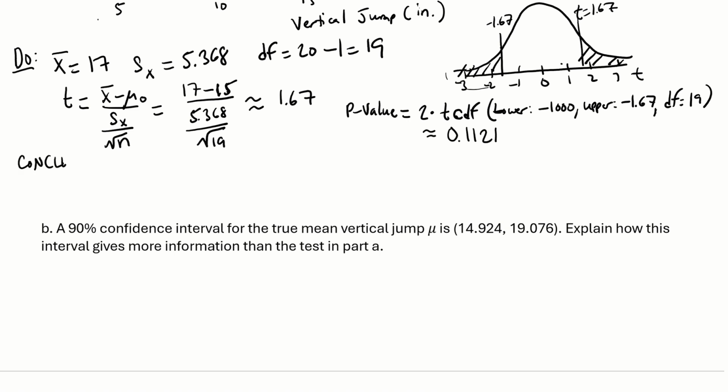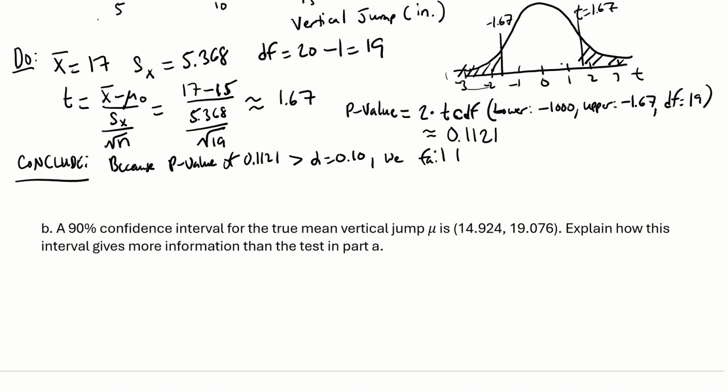So that's important. All right, so conclude. We're going to conclude that we fail to reject, right? Because the p-value of 0.1121 is greater than alpha equals 0.10, we fail to reject H0.